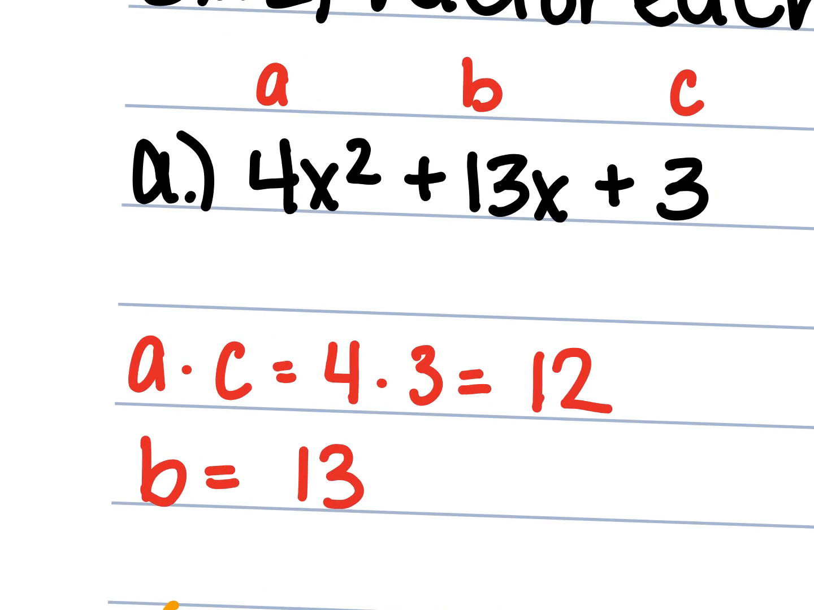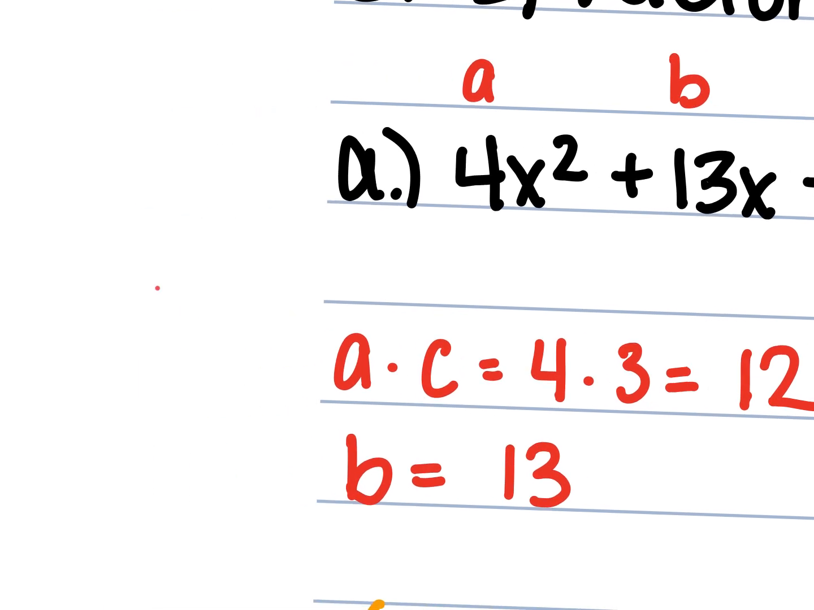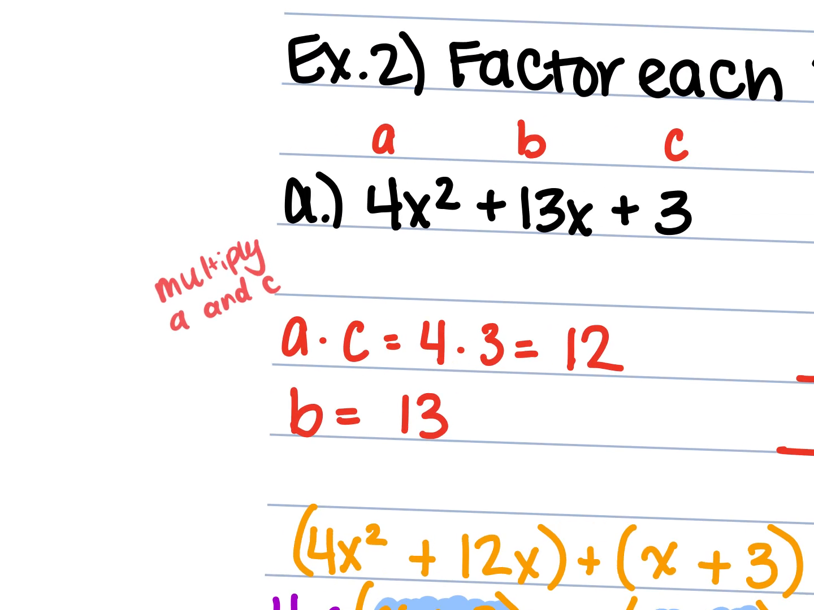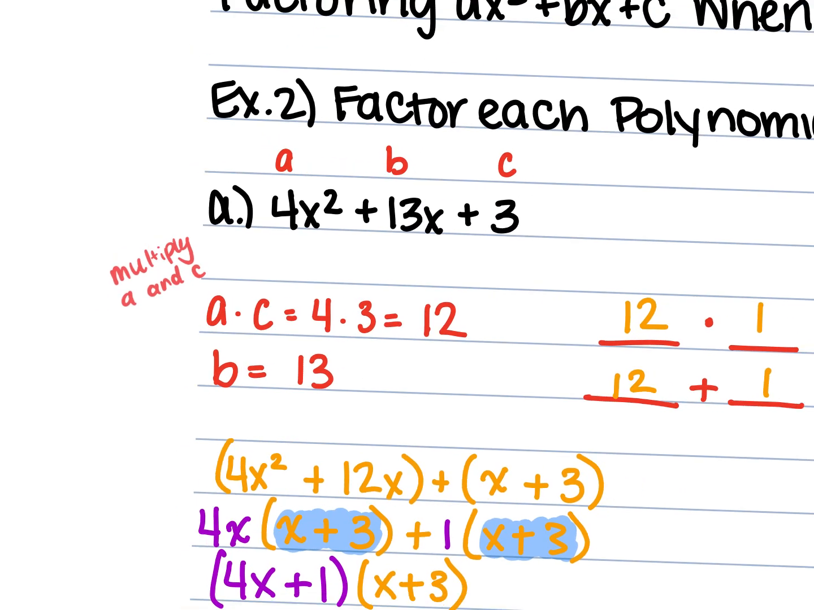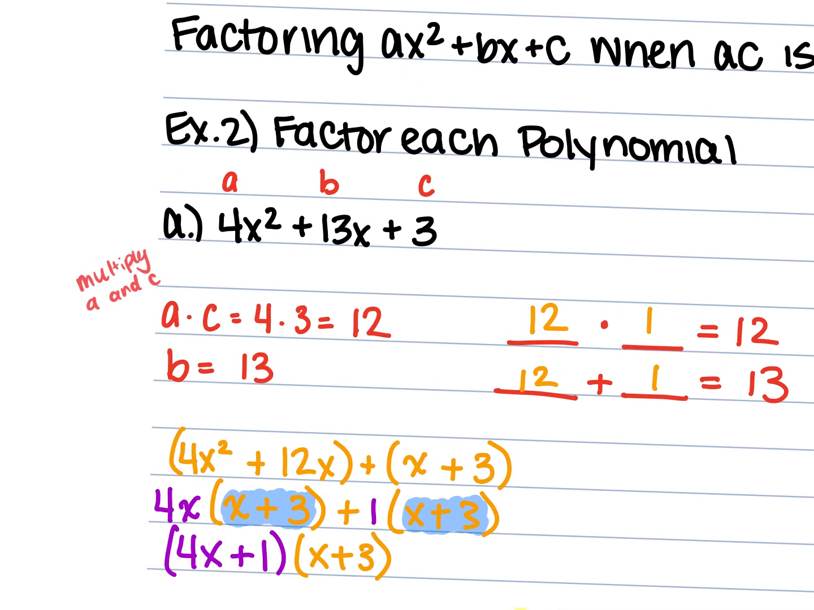What did they do first? Where did this 12 come from? Excellent. They multiplied 4 and 3, which were what two terms? A and C. Very good. So they multiplied A and C. Did they touch B? No, they kept it the same. And now what they were looking for was two numbers that multiply to give you 12, but add to give you 13. Let's compare that to 7.5.